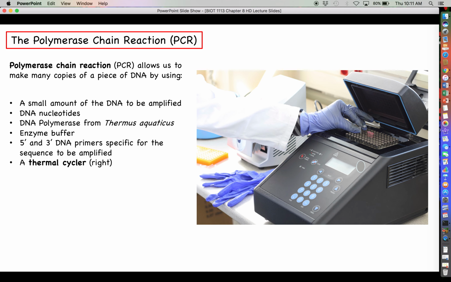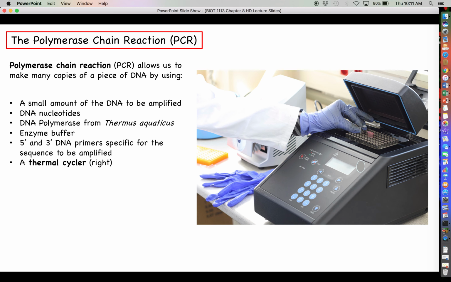So you need a little bit of the DNA to be amplified, what we call the template DNA. You're going to need DNA nucleotides, what are called dNTPs. So you need a lot of thymine, you need a lot of cytosine, you need a lot of guanine, and you need a lot of adenine, since we understand those are the building blocks that we use to make DNA.